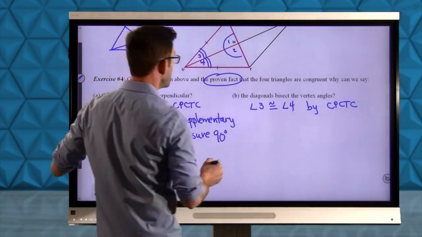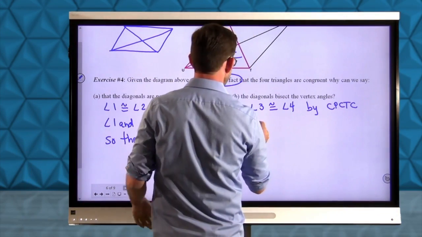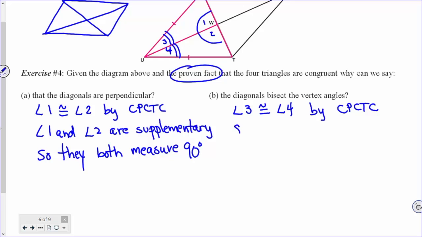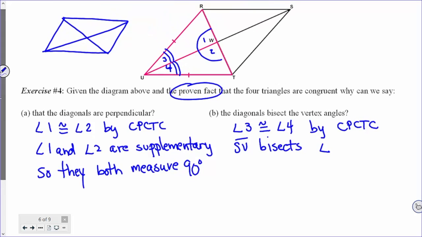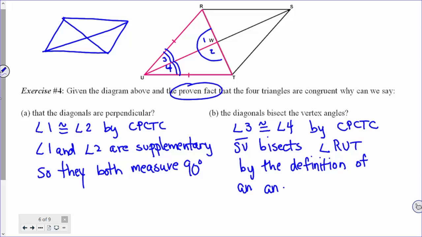Let's put that down. SU bisects angle RUT by the definition of an angle bisector.